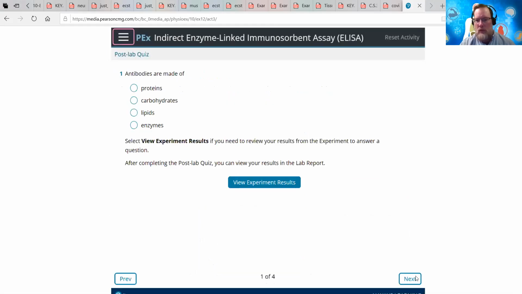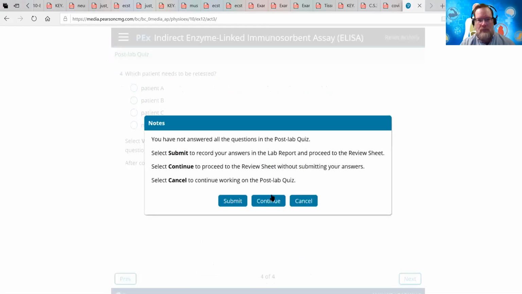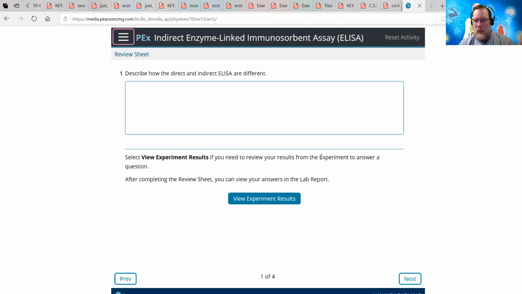And again, you can go through and do these questions if you'd like. You're not required to. These are the ones you're required to do. This one has 4 questions. It just asks the difference between direct and indirect ELISA. Pretty straightforward. Why might a test be indeterminate? Again, we've discussed that as well.